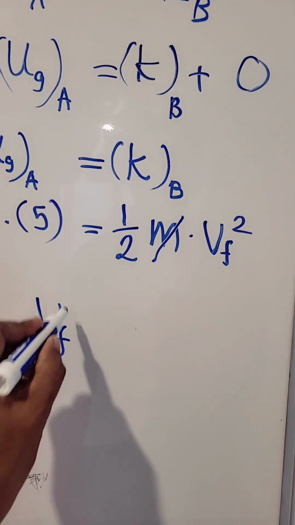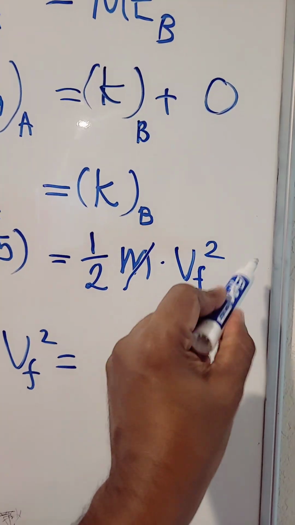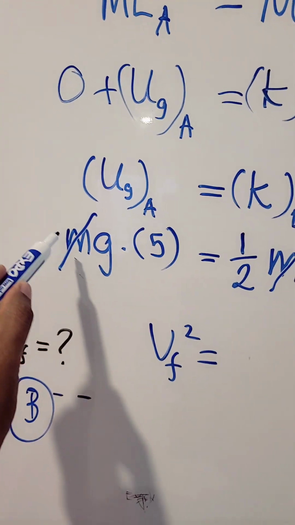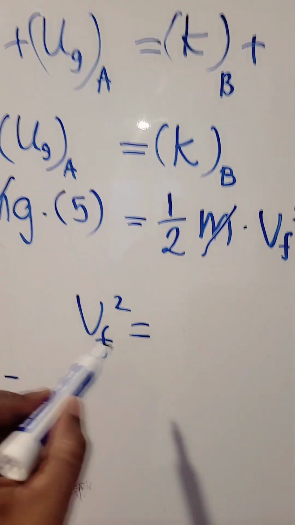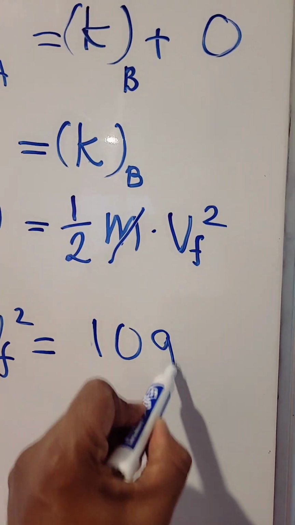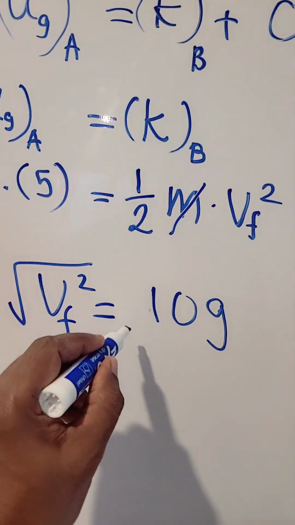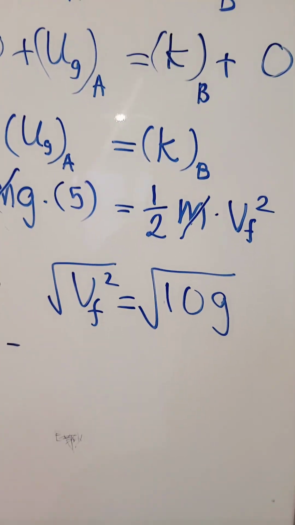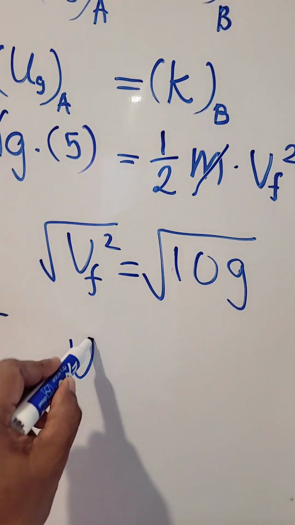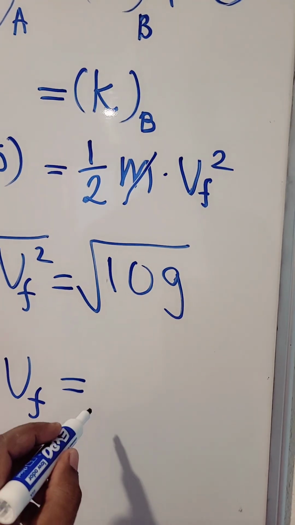So v final squared. Look, there's a 1/2 here. I'm going to multiply this by 2, so I need to multiply this side by 2 as well. 2 times 5 is 10, so 10g. And then I'm going to take the square root on both sides. That's how you do that. So here it's going to be v final equals square root of 10 times g.